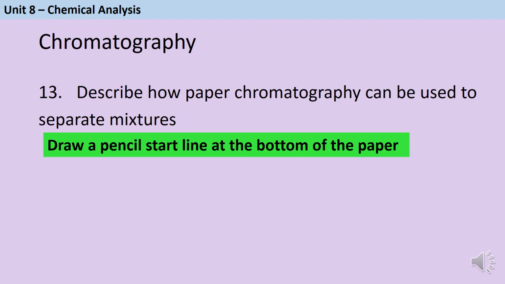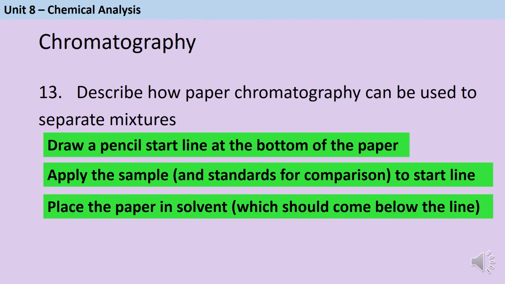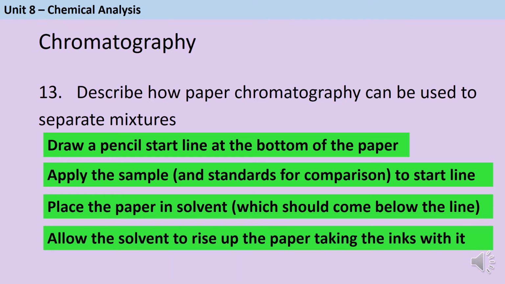To do paper chromatography, firstly, you need to draw a pencil start line at the bottom of the paper. We draw it in pencil because that way it won't smudge or run, and so it won't interfere with our samples. We apply the sample to the start line, and also you're probably going to put some other things that you're going to compare it to, and we call these standards. Then we place the paper into the solvent, and it's really important that that solvent doesn't come up to the line, because if it does, then the sample is just going to go straight out into the solvent rather than being taken up the paper.